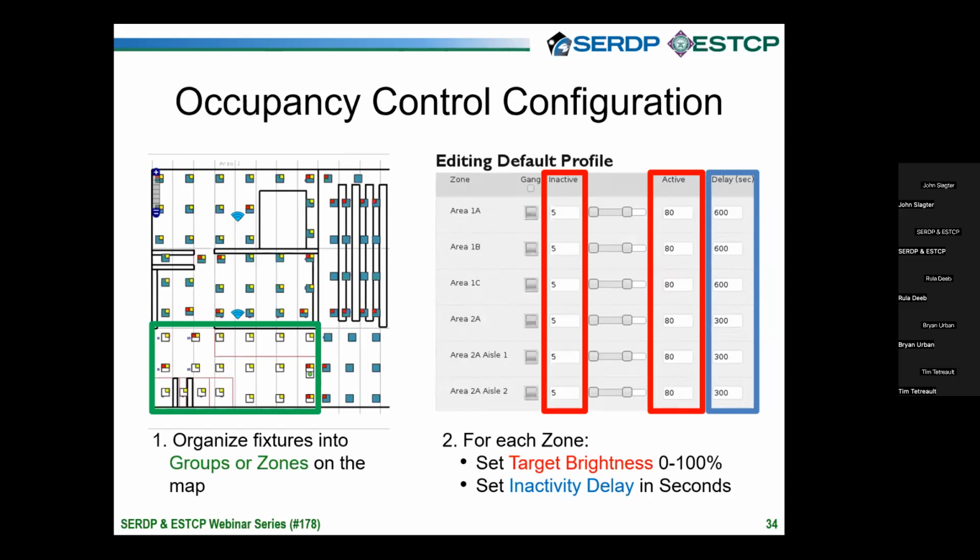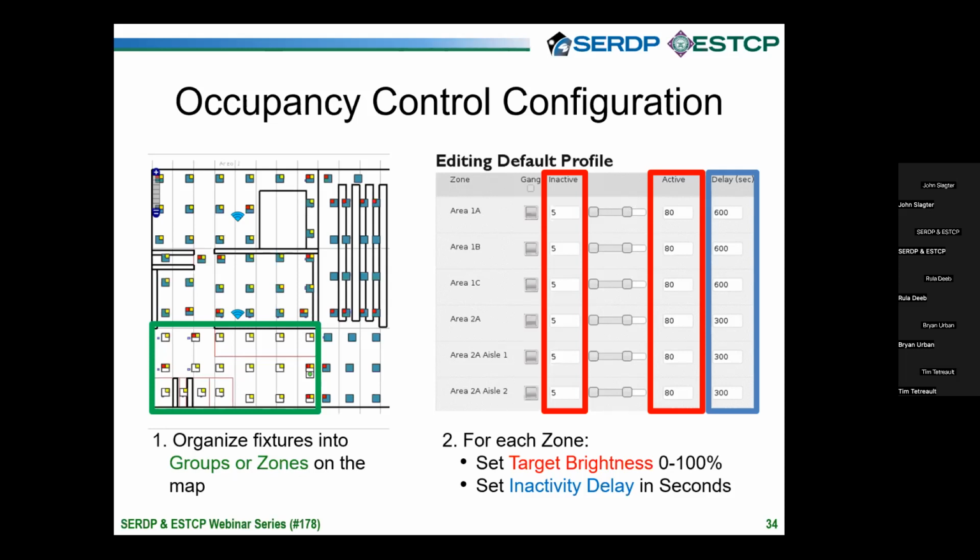In contrast, with these wireless controls, you can set them up however you want, and you can change them after the fact. So on the left, you start by organizing the fixtures into groups or zones on the map file. So it's all visual. You could see what's what. And in addition to that, you can set a target brightness level for the inactive and active states. So when no one's around, we had the lights dim down to 5% brightness. And then in the active state, we went up to 80%. So it's 80% instead of 100% because the lights were too bright to begin with. So that's where we're getting the trim savings.